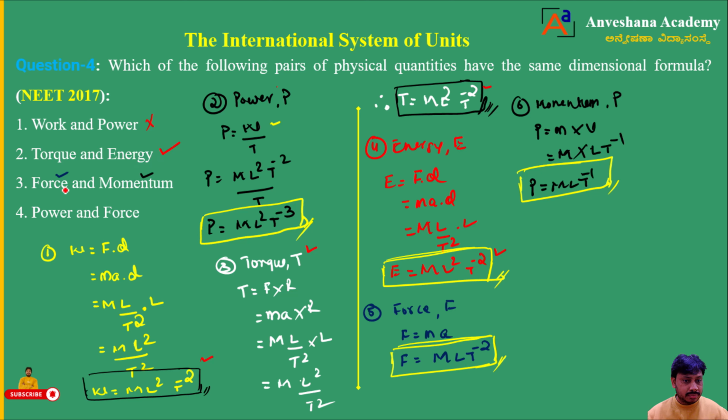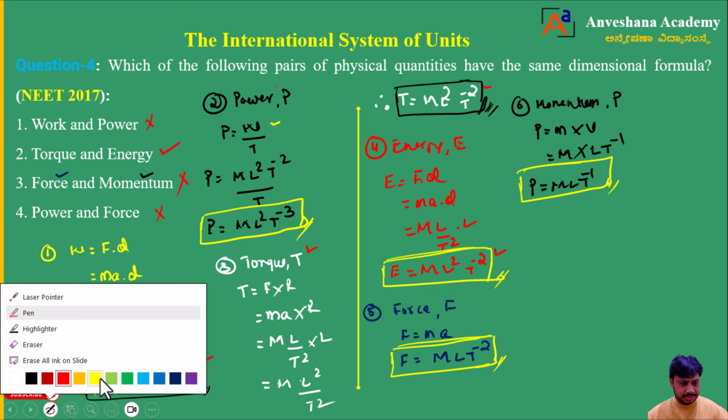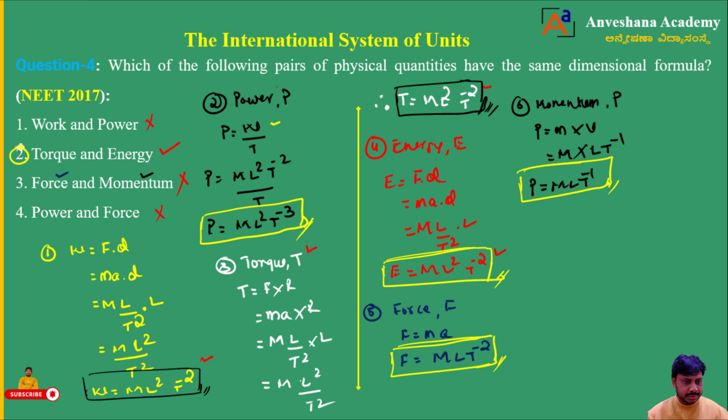Okay, fine. Now, force and momentum. What is force and momentum? So force is M L T to the power of minus 2. Momentum is M L T to the power of minus 1. Hence it is not a correct answer. Then what is power? Power is M L square T to the power of minus 3 is there. But force is M L T to the power of minus 2. Hence it is not a correct answer. Hence what we can say, dear students, the correct answer for this question is the second one, that is torque and energy. Thank you.